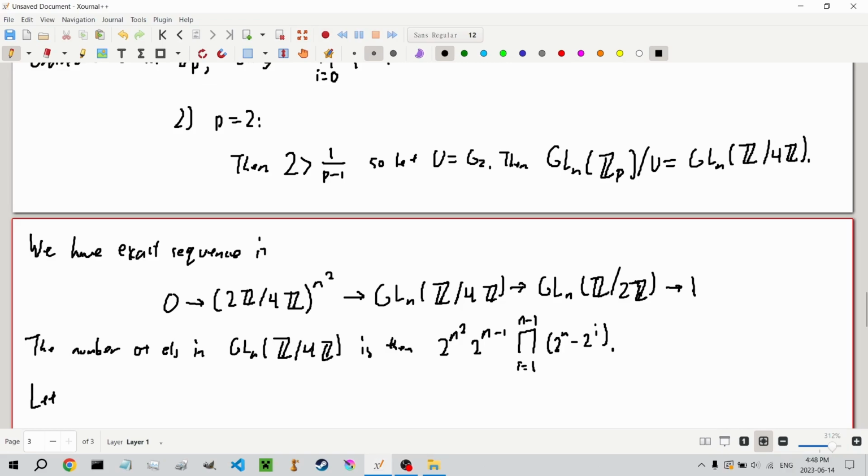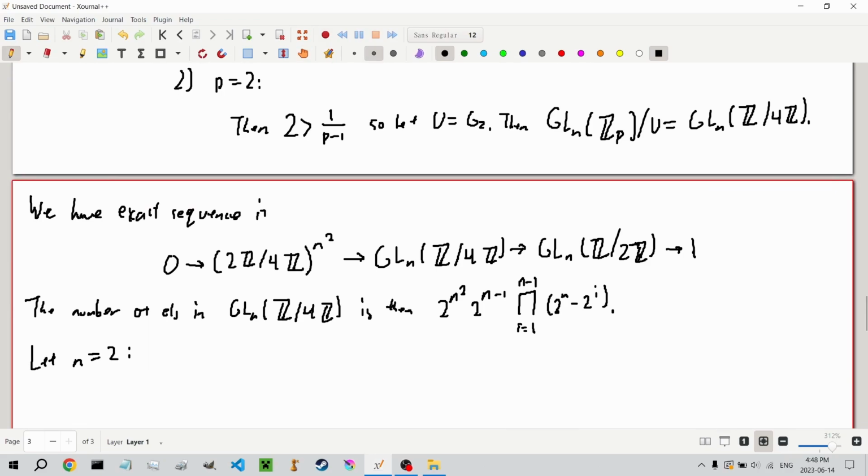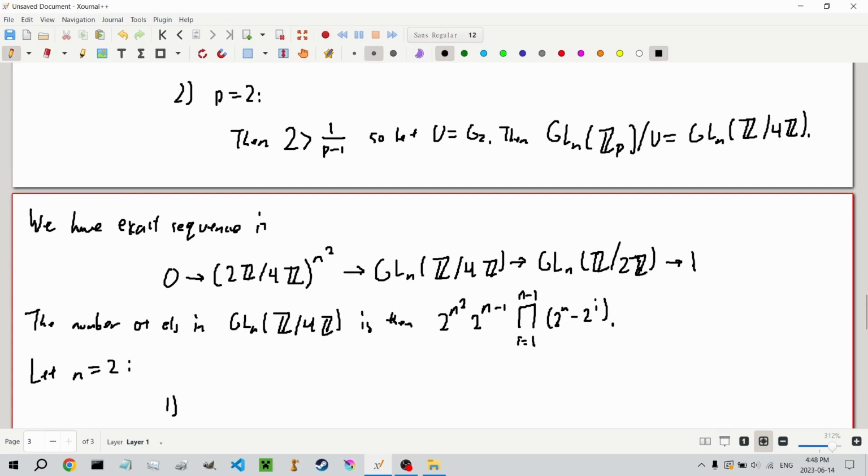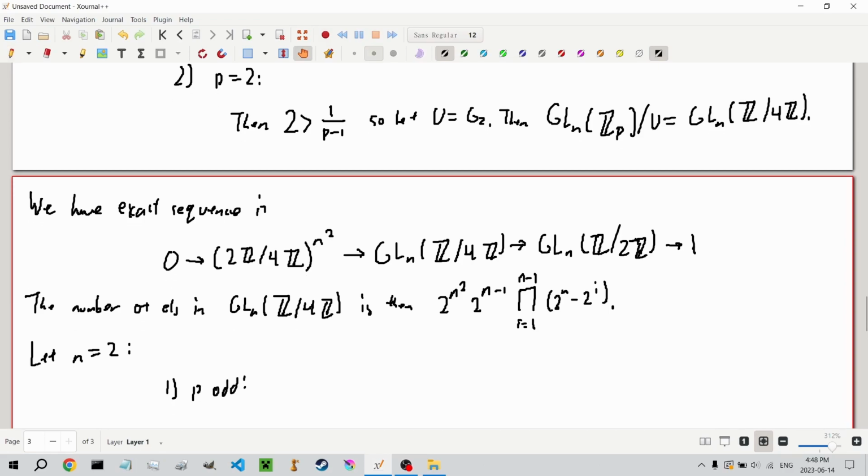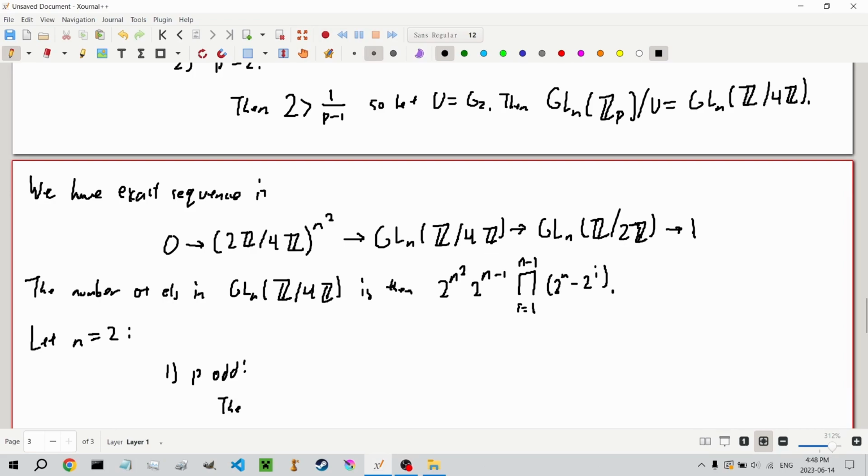Now let n be equal to 2. For the case where p is odd, we know the number of elements is (p squared minus 1) times (p squared minus p), which is (p minus 1) squared times (p plus 1).